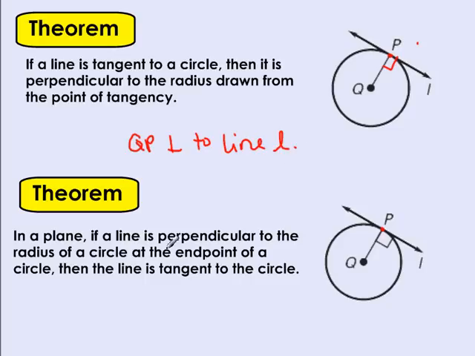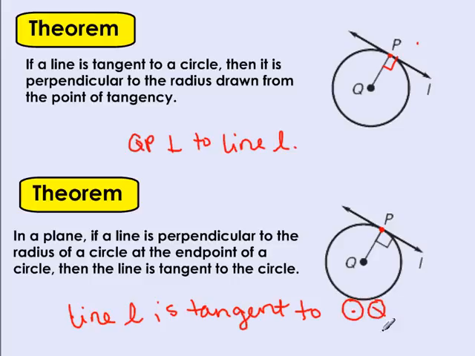The converse of this is also true. So if you notice that in a plane, you have some line that's perpendicular to the radius of a circle, and it's only intersecting here, then it's going to be tangent to the circle. So here we could say line L is tangent to circle Q.